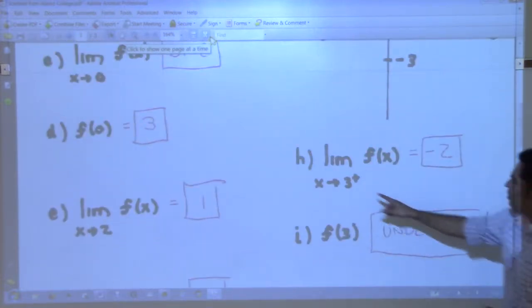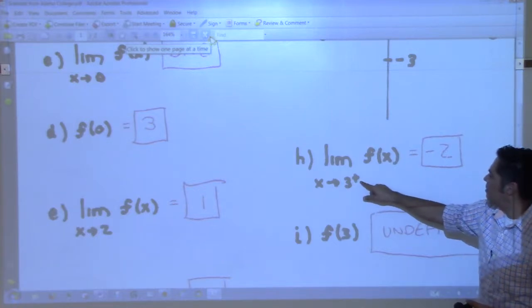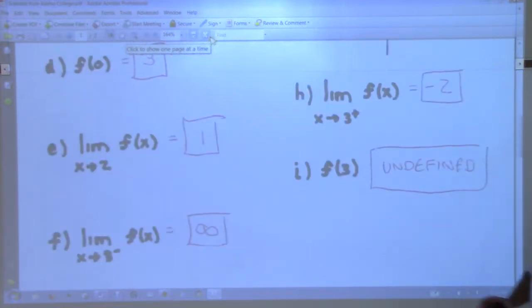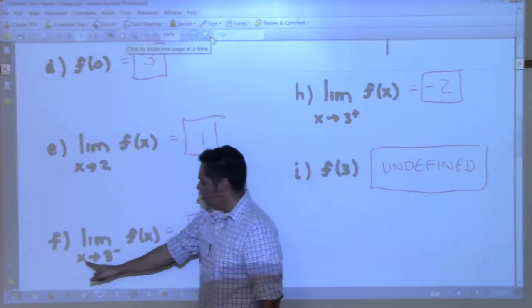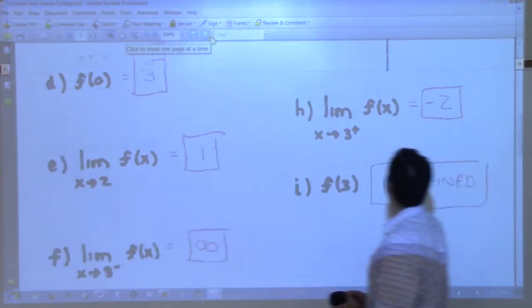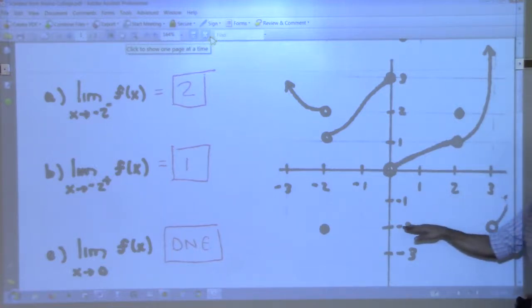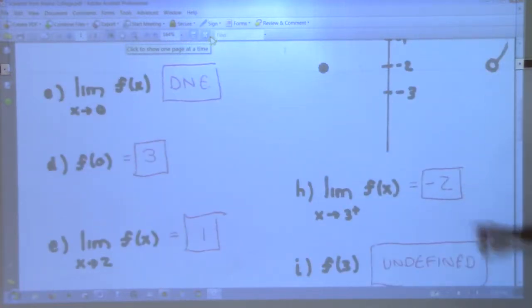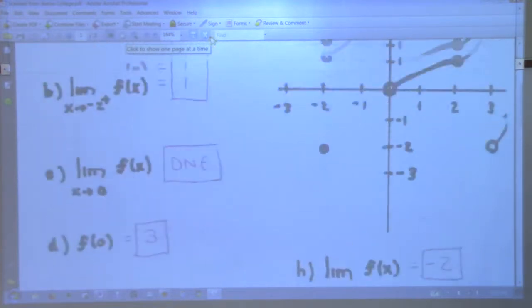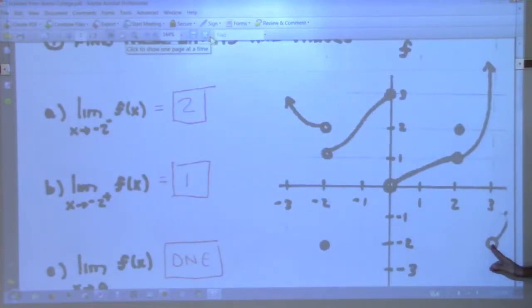And then here, as we approach 3 from the right, oh wait, did I miss one? Oh, I missed one. Sorry, when we approach 3 from the left, so here's 3 as we approach from the left, the function is taking off up to infinity. And then as we approach 3 from the right, it's kind of hard to see, but it's coming down like this. It's approaching -2. And then lastly, what's f of 3? If you go to 3, you can see there's an open circle here. This is an asymptote, so it's undefined.